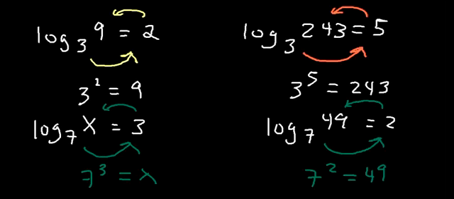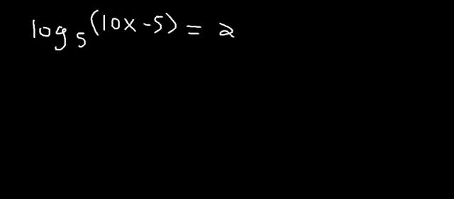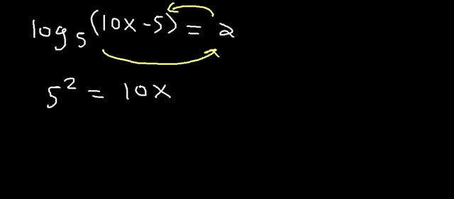So now let's work on solving log equations. We're going to cover the different types of equations that you may see on your test. So let's start with this one. Log base 5 of 10x minus 5 is equal to 2. When you see one single log equal to a number, convert it into its exponential form. 5 to the second power is equal to what's inside. So 5 squared is equal to 10x minus 5. 5 squared is 25. Then add 5 to both sides.